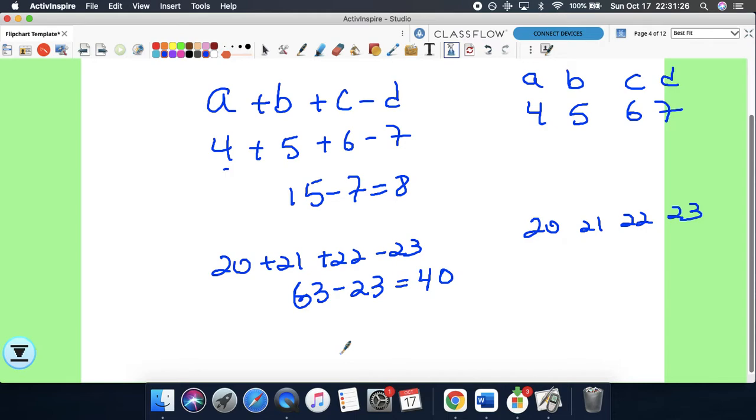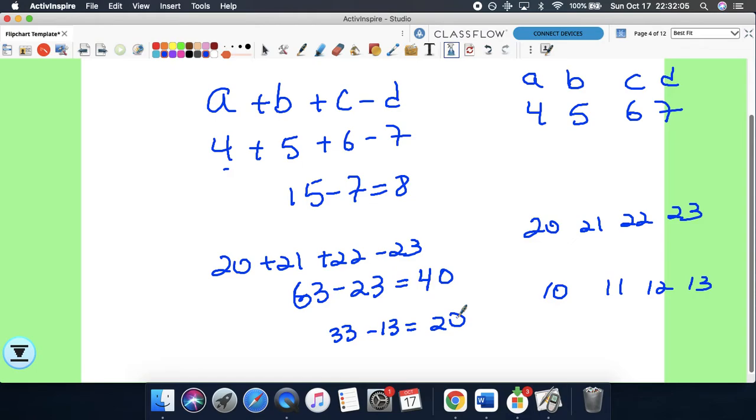Do you see a pattern here? 9 plus 6, 15. 15 minus 7 is 8. No, I don't see a pattern here yet. 20, 40, 60, 63 minus 23. No. Try another number. 10, 11, 12, 13. Let's add the first three. So we get 10 plus 11 plus 12, 33 again. Minus 13 is going to give me 20.